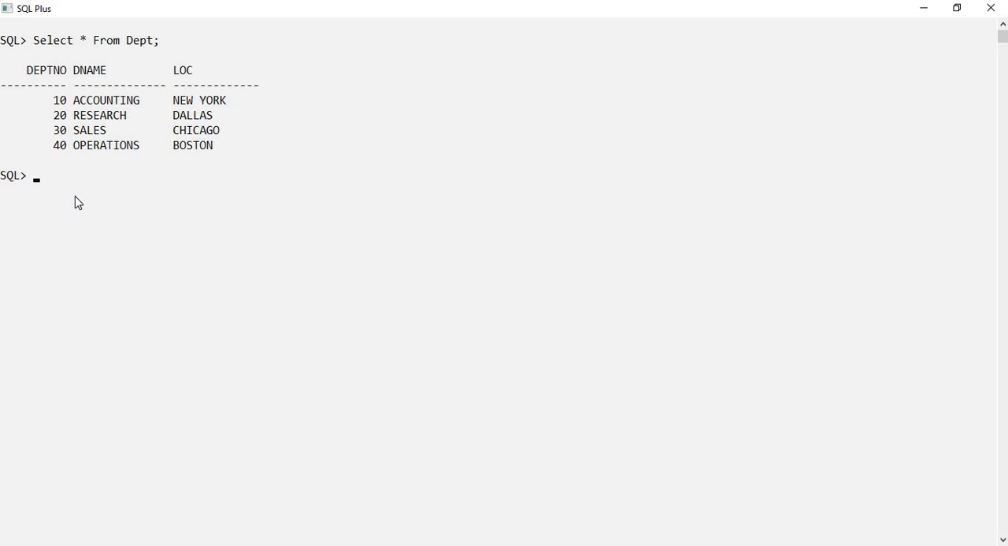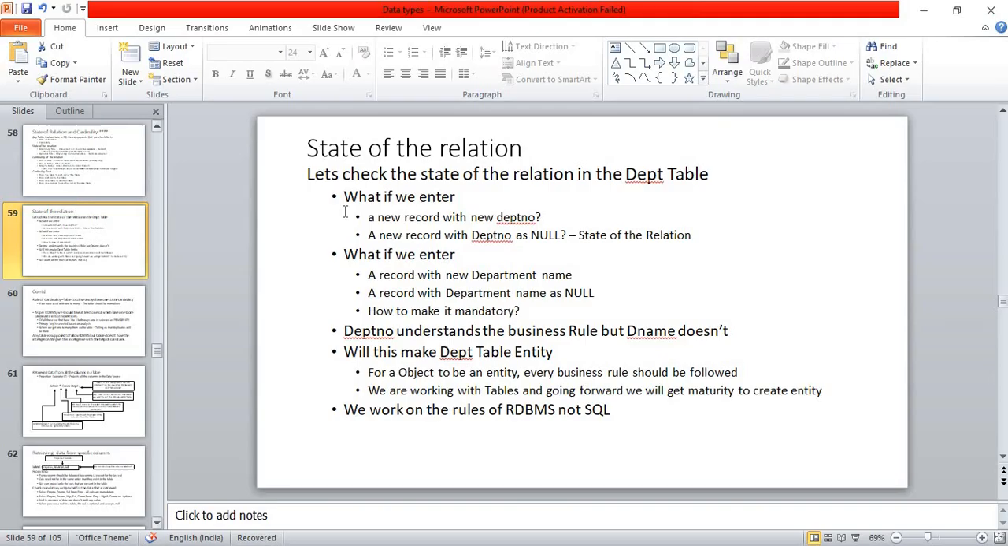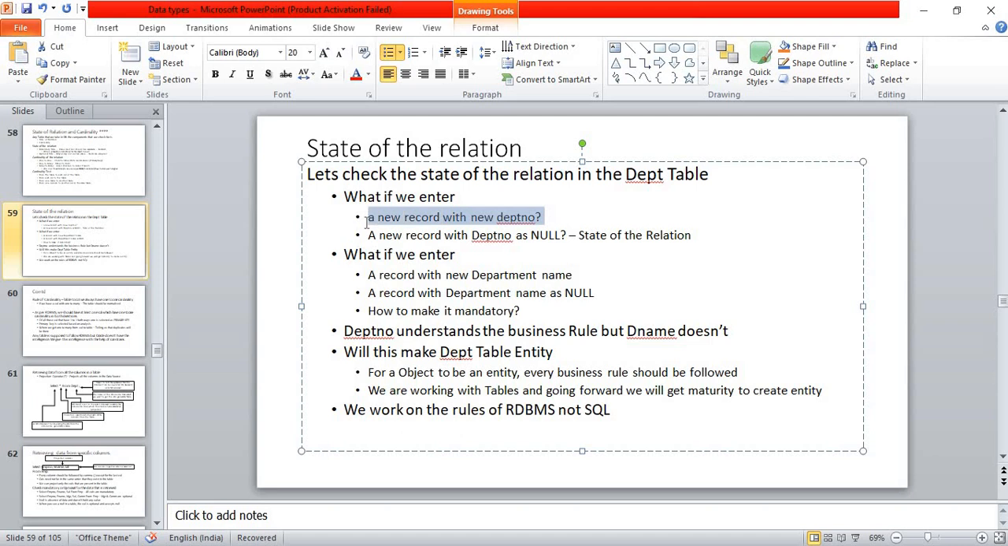Okay, now when we are doing this, we are saying department number and DNAME are mandatory, right? So let's check that. So what I'm trying to do is insert into, okay, let me show you what I'm going to do. We are going to enter a new record into the department number column, and then we are going to try to enter null into the department number column, because we want to check if the mandatory state of relation is standing or not.